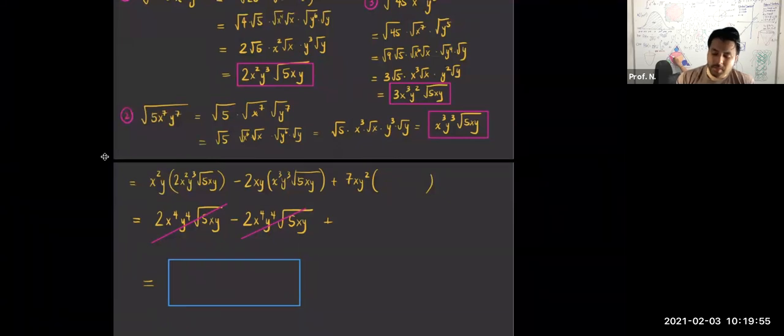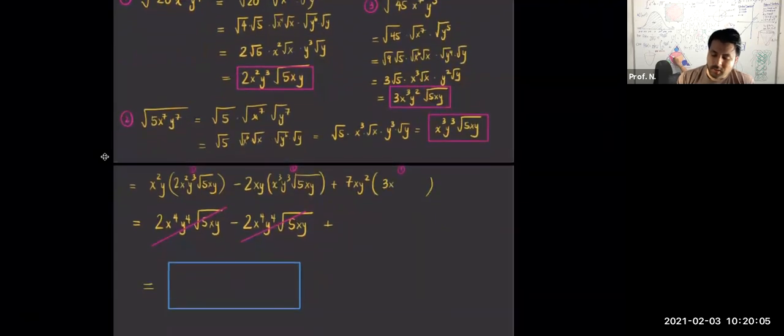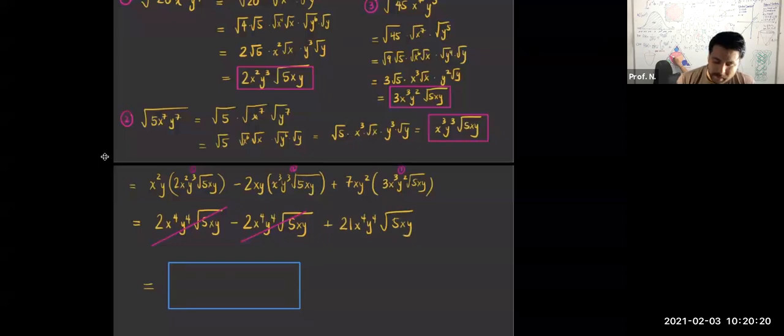So yeah, this is number 3. Sorry, I should make this clear. This is 1, this is 2, and this is 3. So the third one here is 3x cubed y squared, the square root of 5xy. Okay. So that's going to be quite different. This will be now 21x to the 4th, y to the 4th, the square root of 5xy. So this should be the final answer.